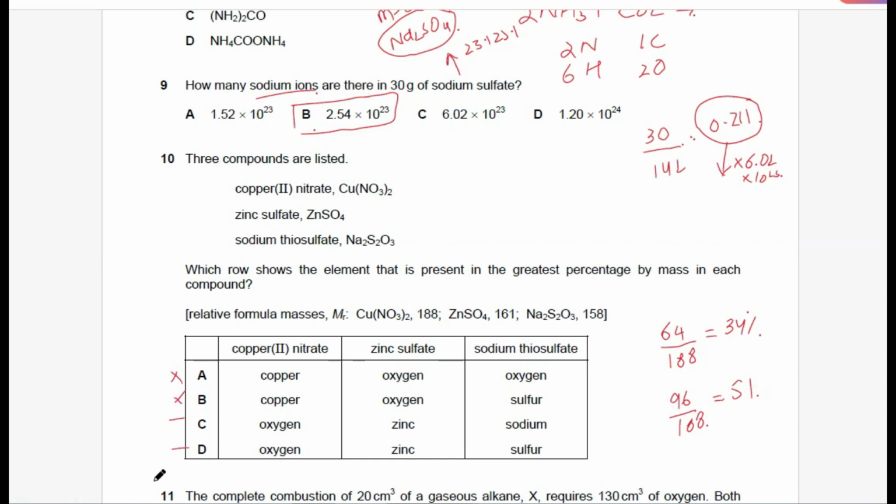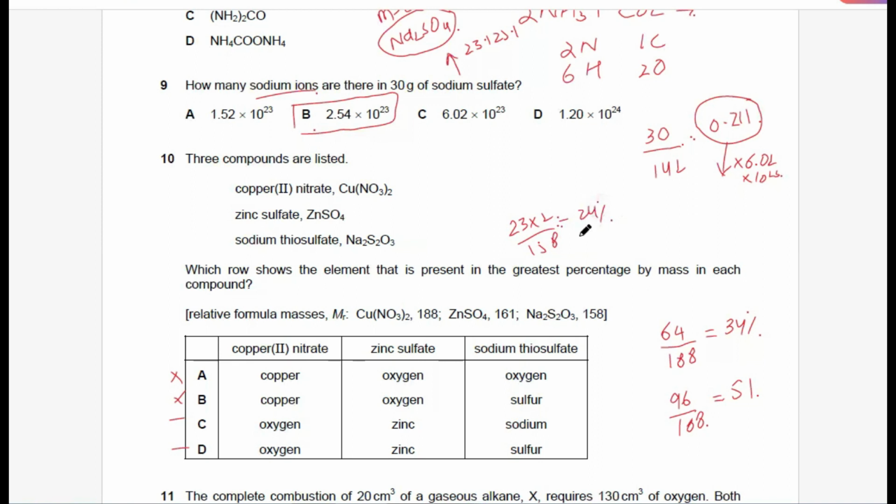Now in both the options zinc is given, so it's better to find out about sodium and sulfur in the case of sodium thiosulfate. In sodium thiosulfate, 2 times sodium is there, so it will be 23 multiplied by 2 divided by 158. Then obviously you need to multiply by 100 to find out the percentage. So it is 23 multiplied by 2 divided by 158, so it is 29%.